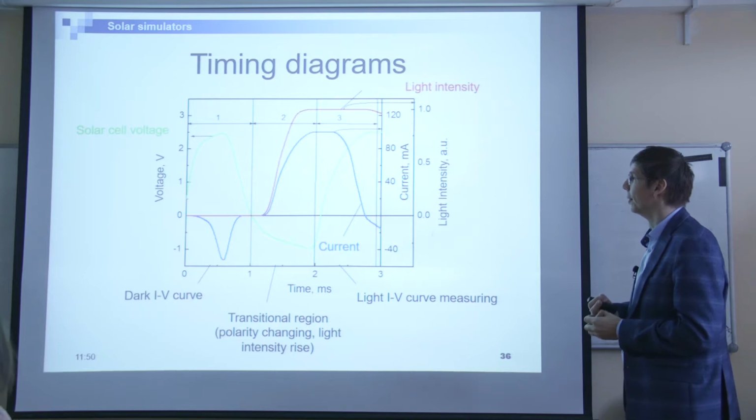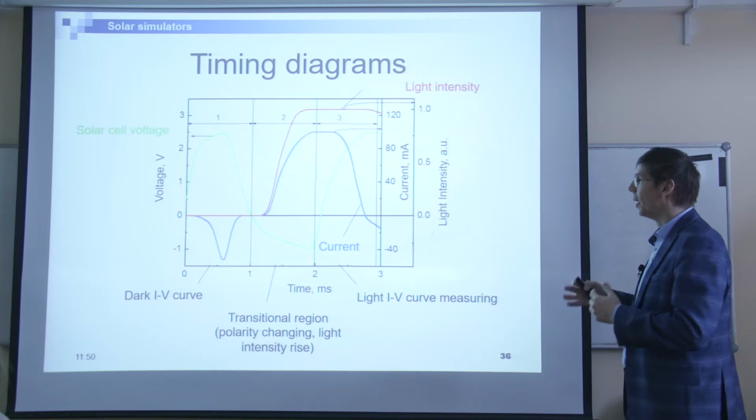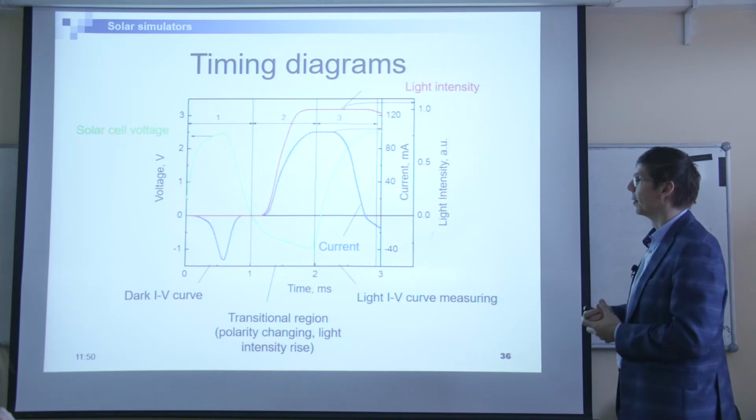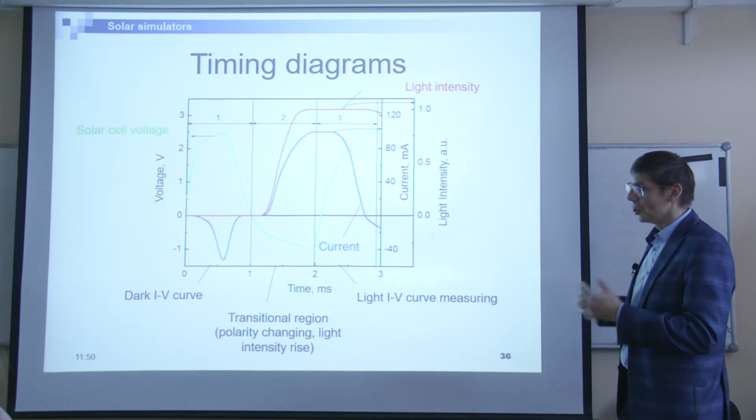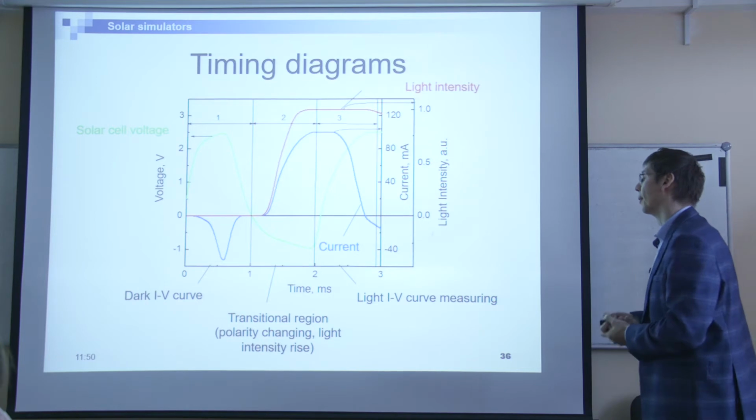because you have to keep in mind any process which is related to changing in time. If you have some capacitance of the solar cell, you should have it in mind.